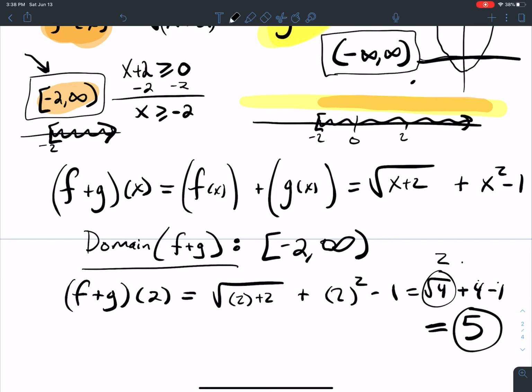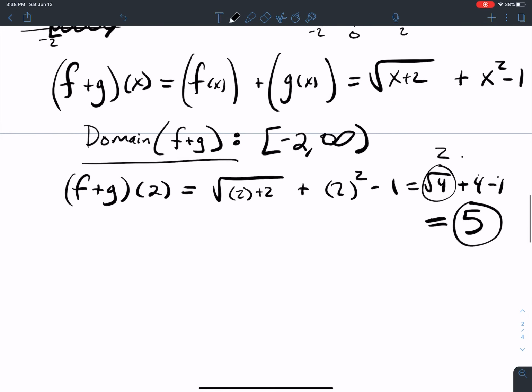All right? Now, instead of addition, let's do f divided by g first. Okay, f divided by g.